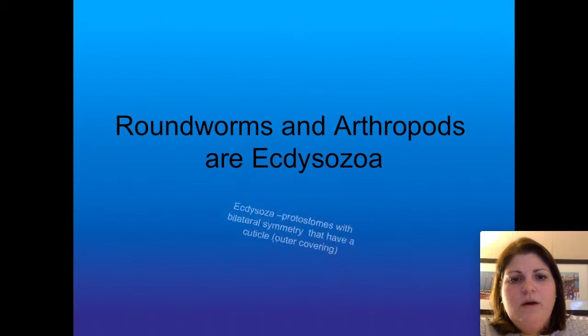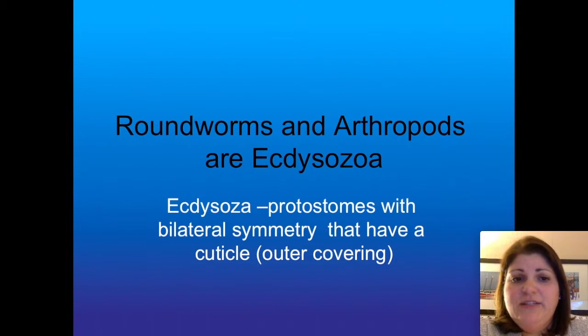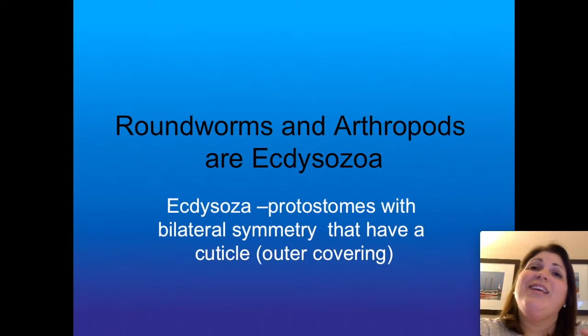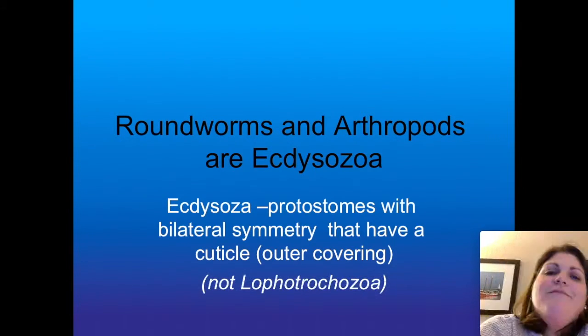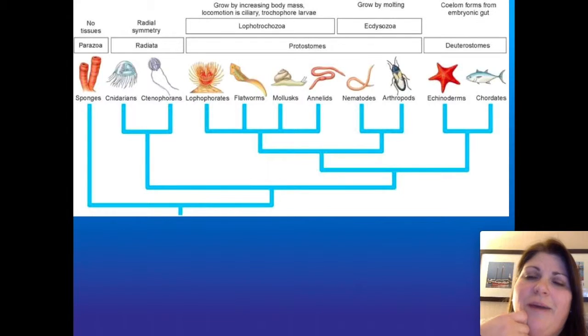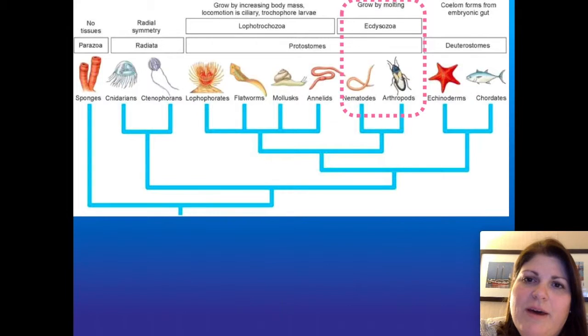Ecdysozoa are grouped together because of similar ancestry and because they are protostomes with bilateral symmetry and a cuticle, or an outer covering. In other words, they're not part of the large group Lophotrochozoa. In the past, our cladogram showed a simple basic progression of complexity. Our new understanding of ancestry shows us Ecdysozoa with nematodes and arthropods together. Again, it's because of that cuticle, and therefore as they grow, they must molt.